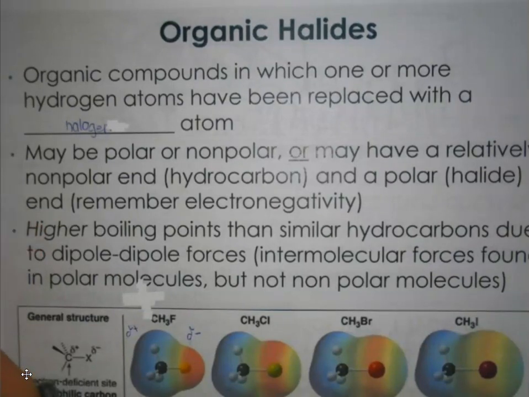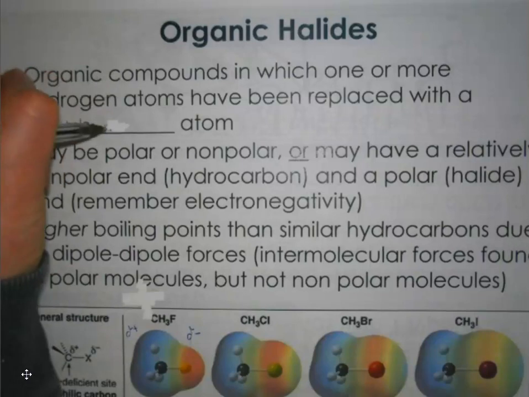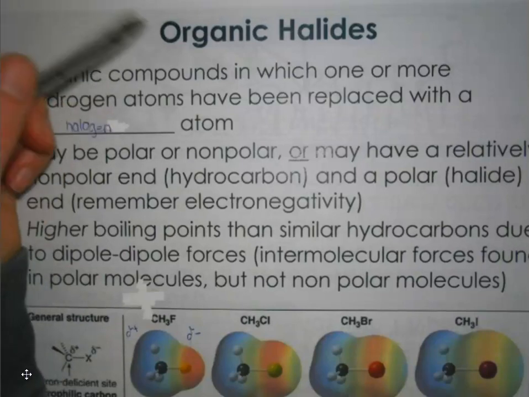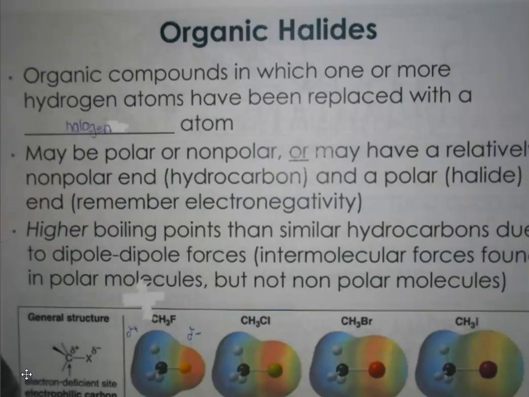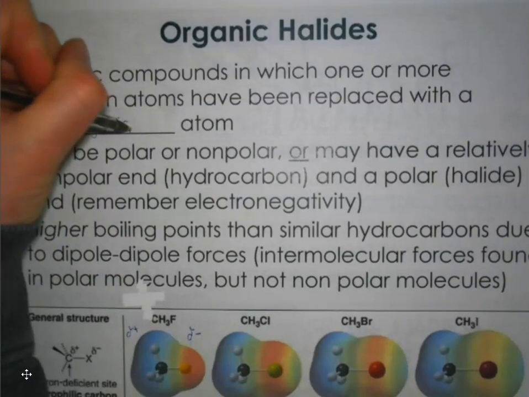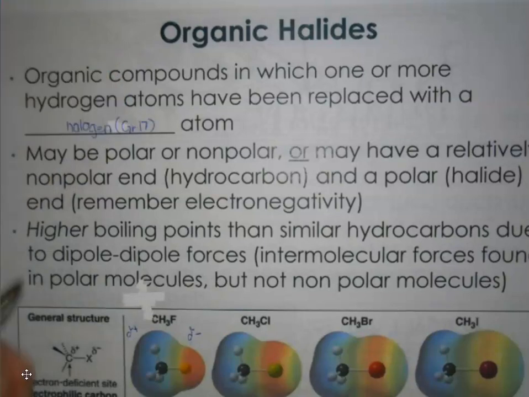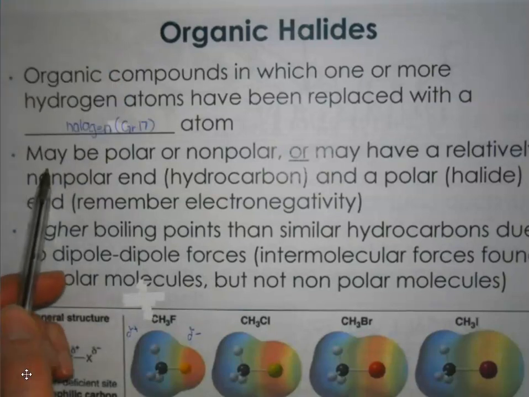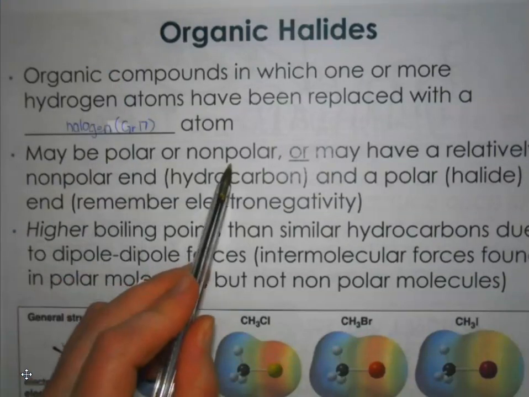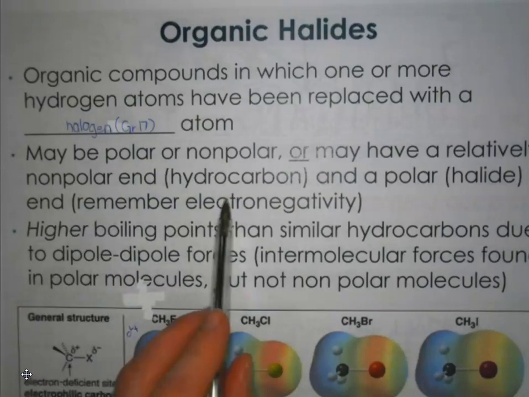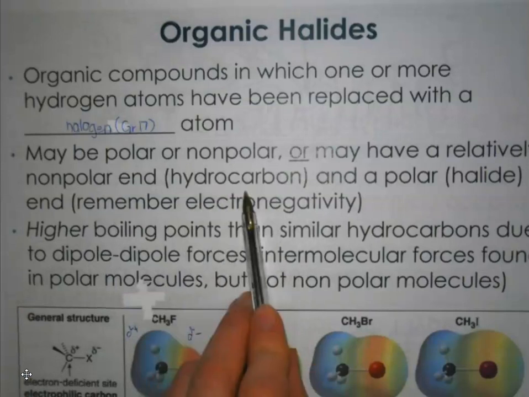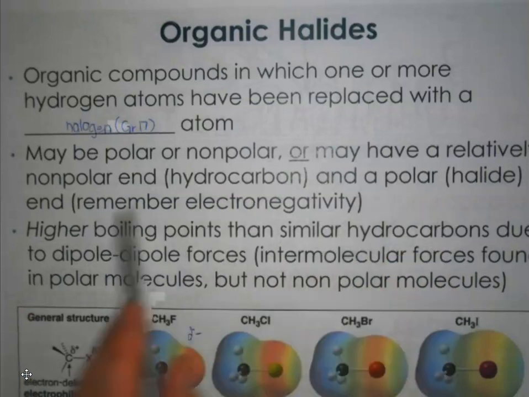All right, so organic compounds in which one or more hydrogen atoms have been replaced with a halogen atom are the organic halides. Keep in mind that halogens are group 17 atoms. Organic halides could be polar or nonpolar, or they could have a relatively nonpolar end, which is always going to be the hydrocarbon end, and then a polar end, which is where the halogen is.